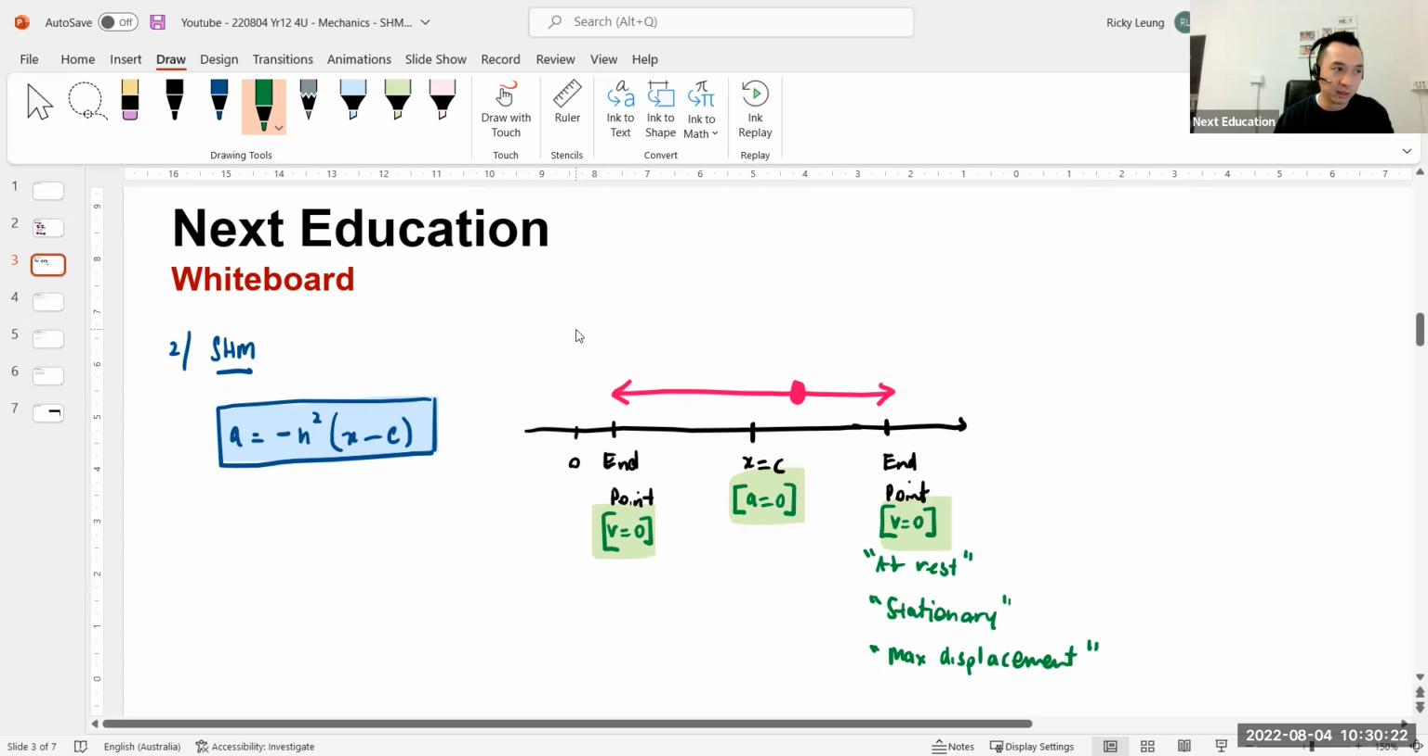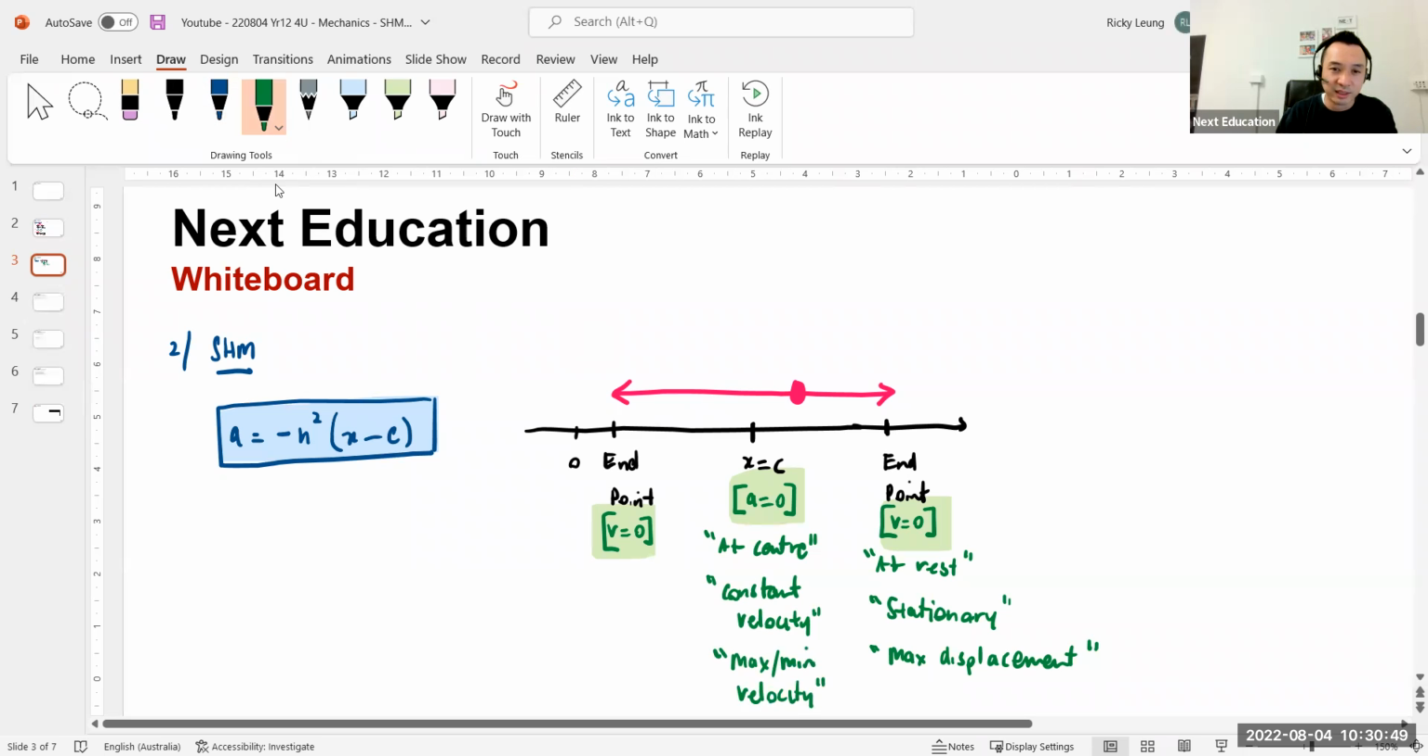Now, what about the middle here? This one here is at center. When acceleration is 0, there's constant velocity because there's no acceleration. And also, we know that this is max or minimum velocity, minimum when it's negative, yeah?